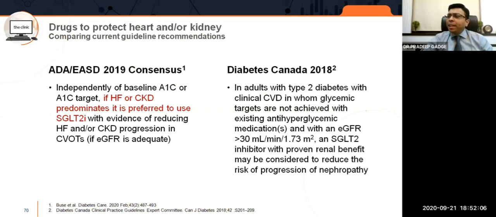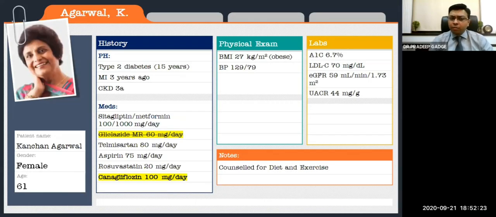So see what the ADA, EASD, and the Diabetes Canada guidelines say. They say that if heart failure is present or CKD is present, preferably use SGLT2 inhibitors because they have shown beneficial effects in this class of drug. Now, this lady luckily did not have heart failure, but she has CKD. And she has myocardial infarct history also. She is an ISD patient. So why not knock off the secretagogue, that is the sulfonylurea, and put a drug like canagliflozin.